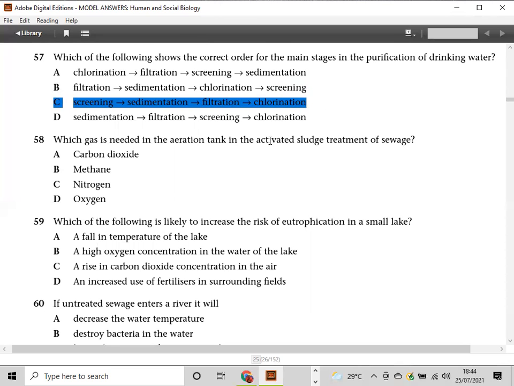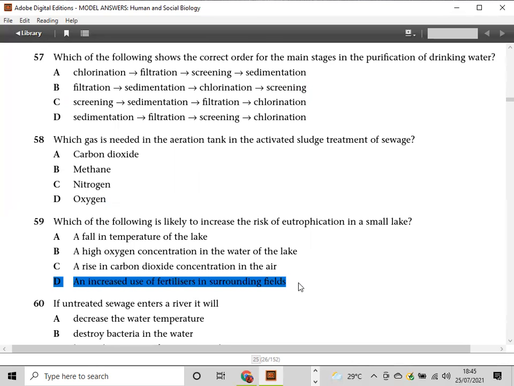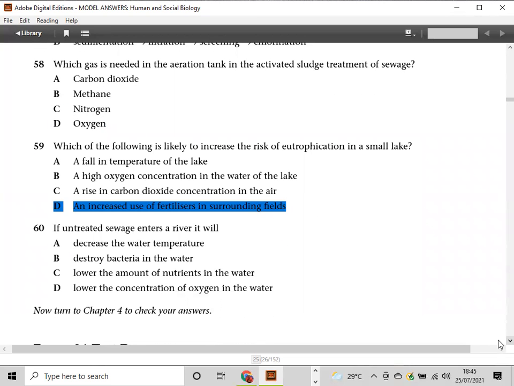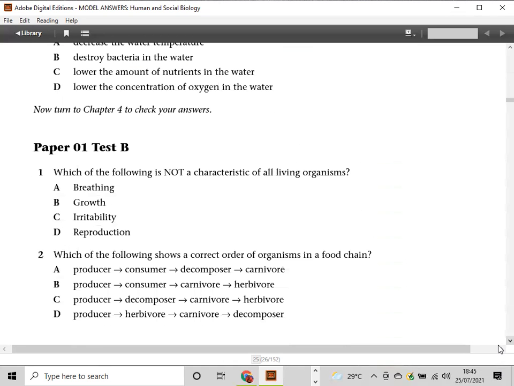That's the order. So 58 is E, oxygen. What gas is needed for the evacuation tank? The oxygen street sewage, and that is oxygen. 59 now is D, an increase in the use of fertilizers surrounding the fields, and 60 is also D. If untreated sewage enters a river, it will lower the concentration of the oxygen in the water. Alright, so move on to the next number, and this is paper 2 or B, and this one is A.